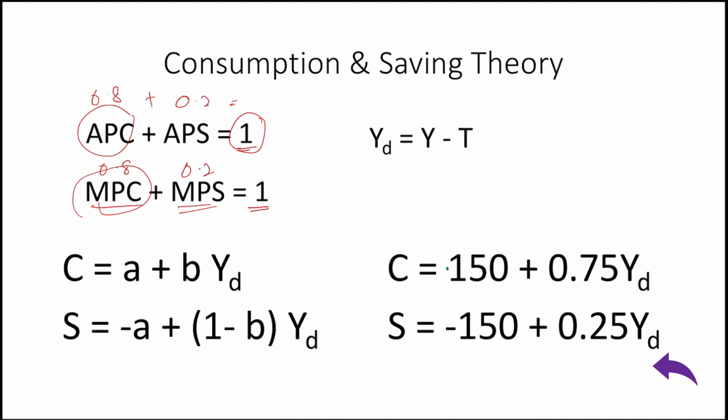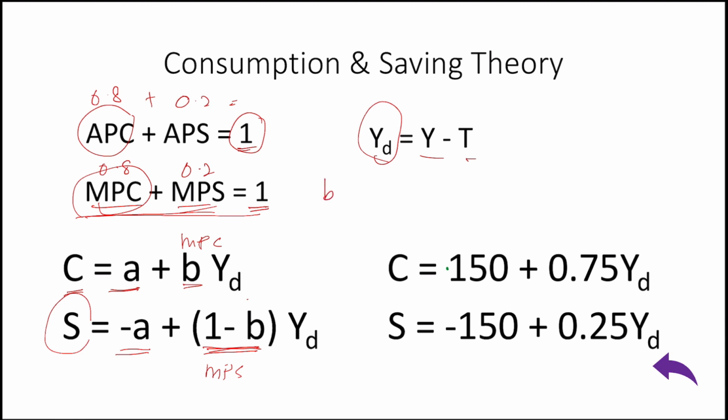So here, disposable income is Y minus T, and for C, A plus B YD. And for S, the value of A, you just convert to a negative value. So negative A. For B, B is the value of MPC. So 1 minus B is the value of MPS. How to get this? Here, MPC plus MPS equals 1. So MPC is B plus MPS equals 1. Meaning MPS equals 1 minus B.